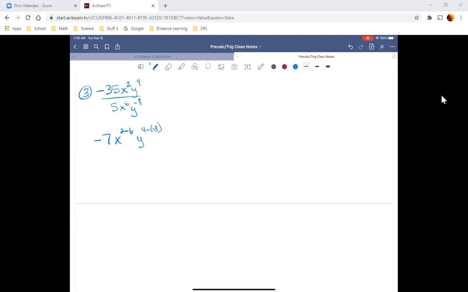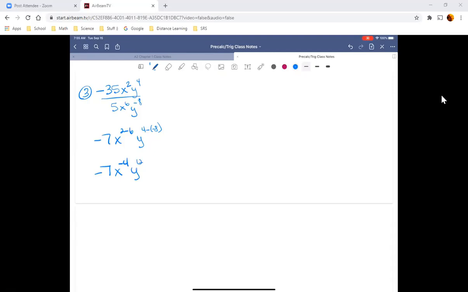Does that make sense so far? So then I'm going to end up with what? -7 x to the, what's 2 minus 6? -4. And then y to the 4 minus the -8 is going to give me 12, right? So we're almost done with this problem.